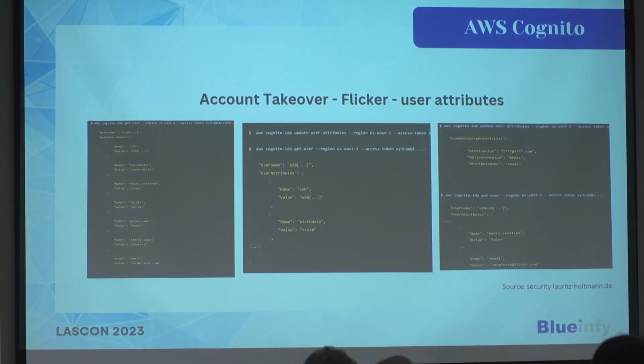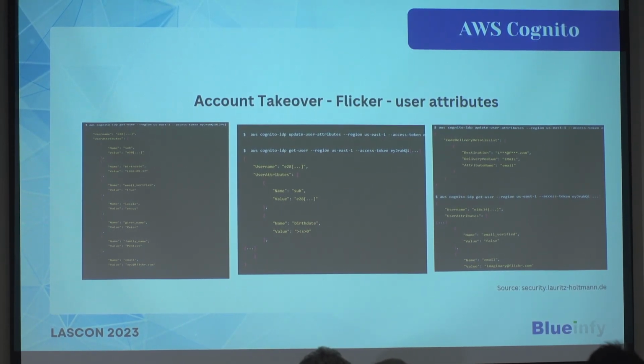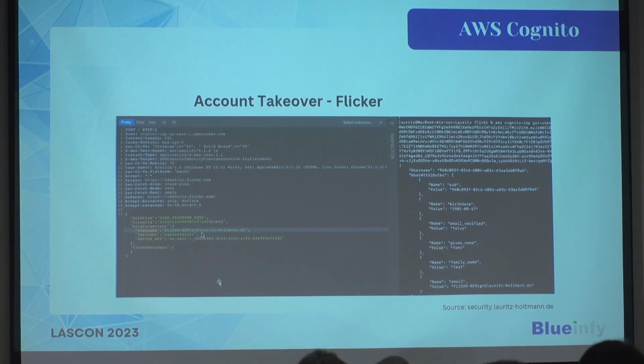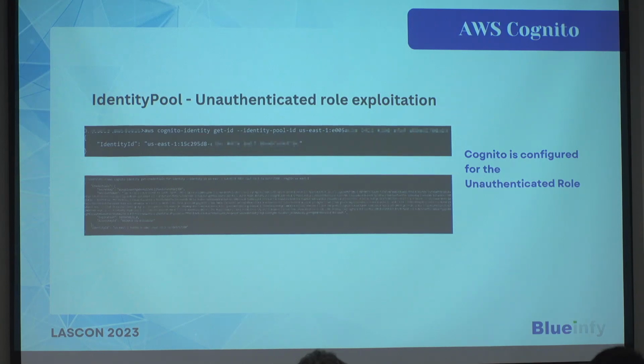In this step, it gets all the attributes and then tries to change the birth date. And changing the birth date attribute was possible. So he said, okay, now birth date is possible. He tried to change the email address. So he changed the email address to somebody else's email address. Then during the login process, he gave his username and password. And then this was the victim's email address. And with this email address, he could log in to the victim's account just by modifying the email address. Ideally, applications should take the decision based on the sub, not on the email address. So that was the problem. So that was the user pool.